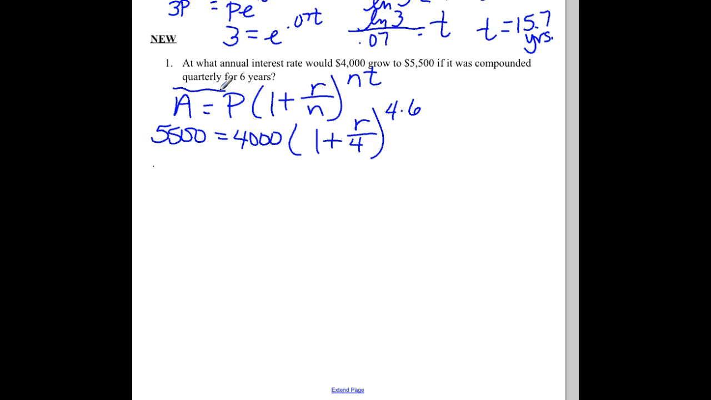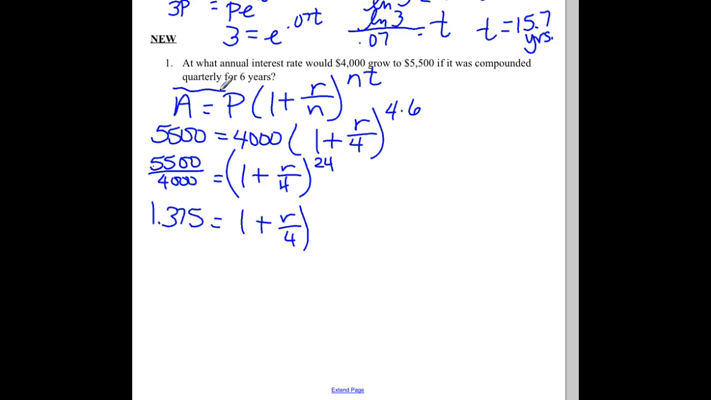Yep, we can divide the 4,000 over. Okay, so take your calculators. What's 5,500 divided by 4,000? Do we have a decimal for it? 1.375. Okay. Now, can we simplify what's in parentheses? No, without knowing r, we can't put that together.